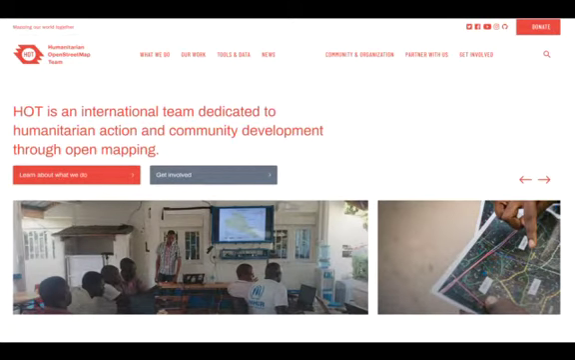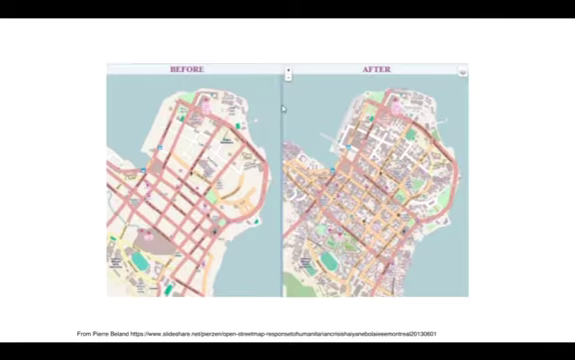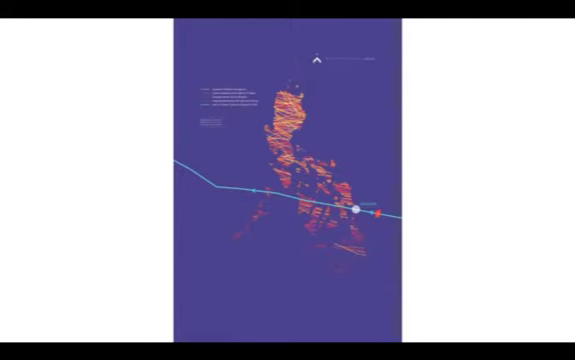This is the Humanitarian OpenStreetMap team, which is one of the best, lovely success stories I've seen on this planet. And imagine, for months people were tracing places that were hit by the typhoon just because it was the right thing to do. And this is the effect, before and after, of the base maps.